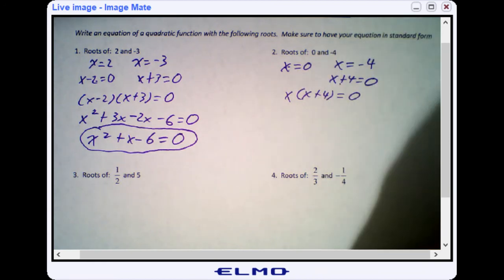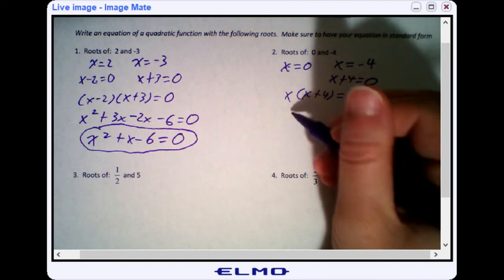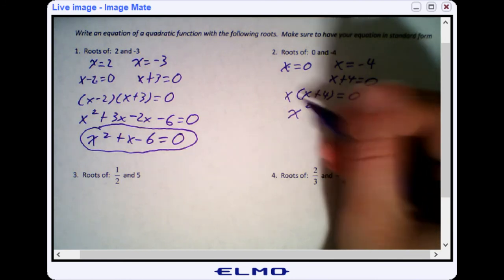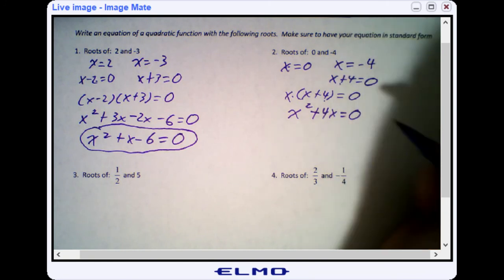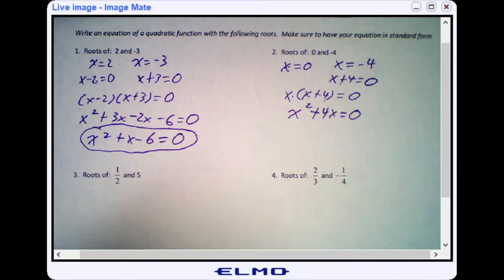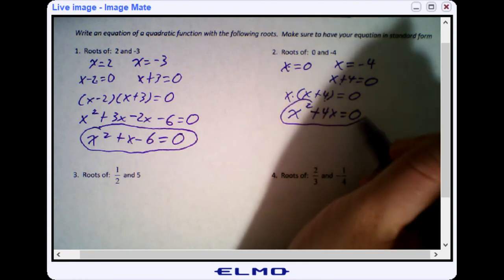And then my goal is no parentheses. So I'm going to multiply out. X times x is x squared. X times 4 is 4x. There's no more parentheses. That is my answer.